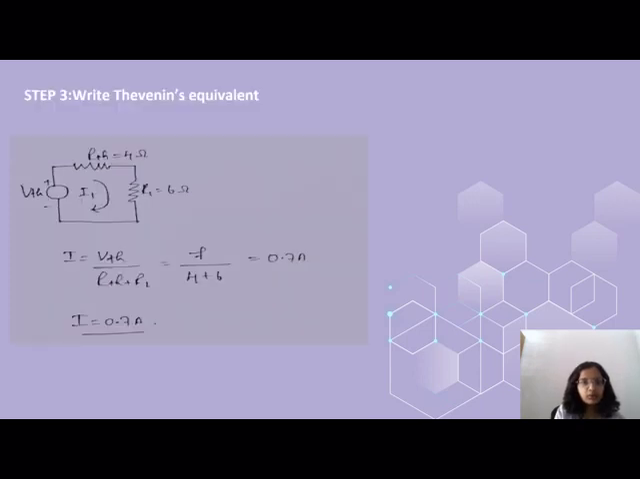Further, we write the Thevenin's equivalent circuit, where RTH is of 4 ohm and the load resistor RL is of 6 ohm. Therefore, the current I is equal to VTH by RTH plus RL. By substituting the given values, we obtain the value of current as 0.7 ampere.